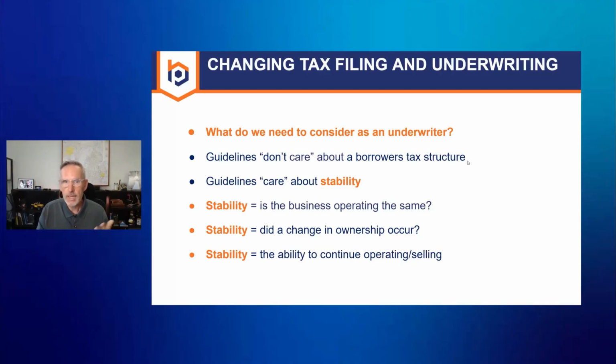So if you have an employee and they make 100 grand a year, the qualification is off 100 grand a year. It's not off of the 70 they actually take home. So we don't care about any kind of tax structure, your employment tax structure, your rental tax structure, your business tax structure. Who cares? What we care about is stability. Stability is defined as, is the business operating the same? I changed tax structures, but did I change something else core fundamental? Did it change ownership? Or maybe they changed structures because they went from a Schedule C to a full out corporation.